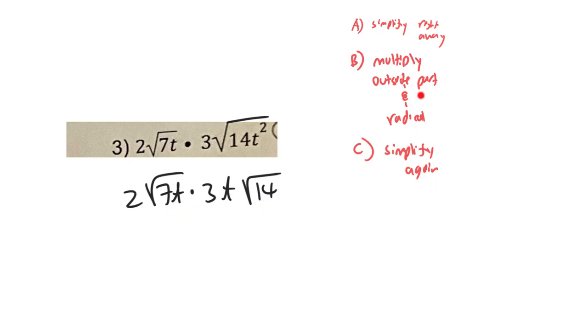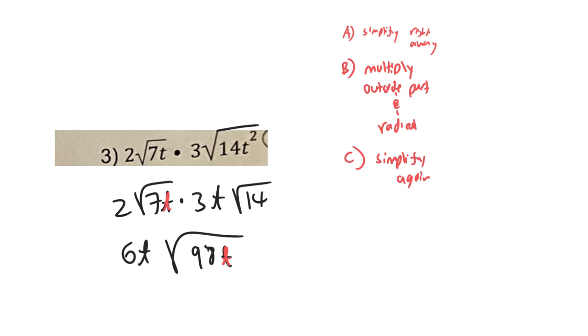So step letter B, multiply the outside part and the radical. So we are looking at 6t. Then you would have 7 times 14, which is 70 plus 28, which is 98. And then you still have that t from here, right? Now, step letter C, simplify again.